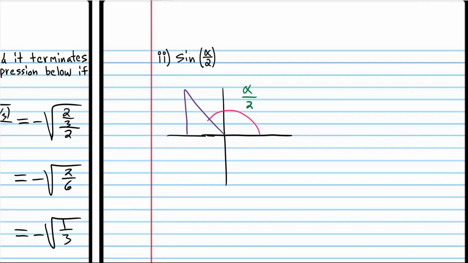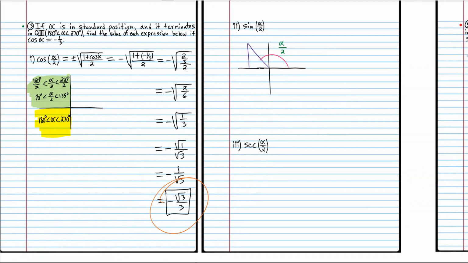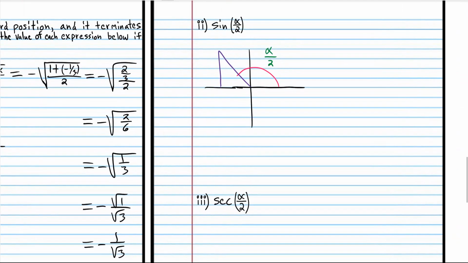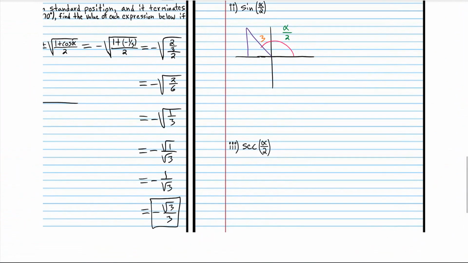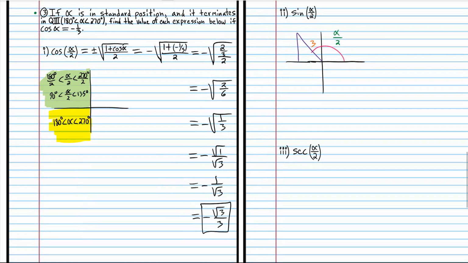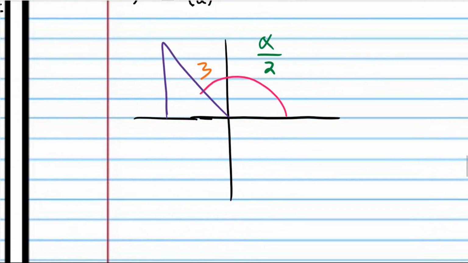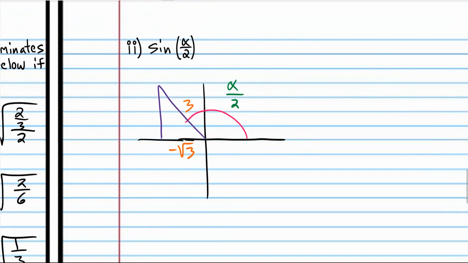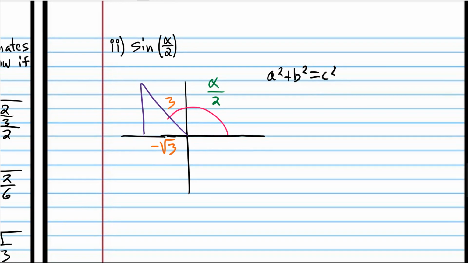And the sides are going to be, well, the hypotenuse is 3, and the adjacent side is going to be negative root 3. It should be negative because the triangle is in the second quadrant. So now we're going to use the Pythagorean theorem. So we have 3 squared is equal to b squared plus a squared. So we get 3 plus b squared is equal to 9.